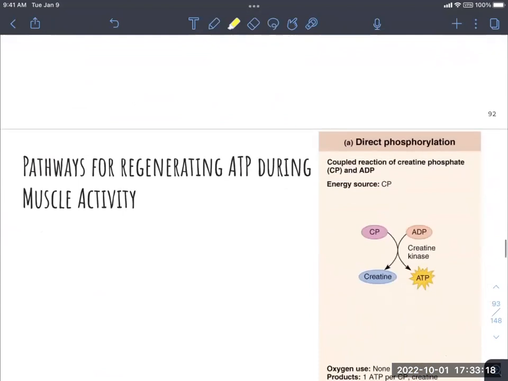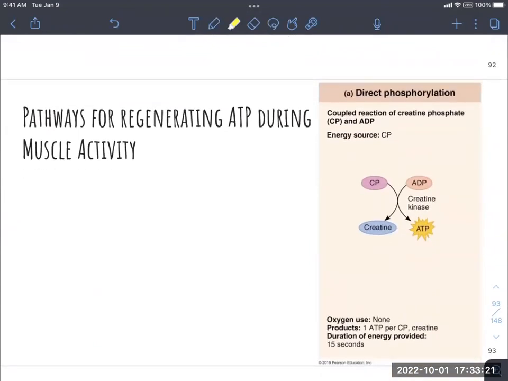So here's this reaction. We have creatine phosphate and ADP. We use creatine kinase. That creatine kinase will take the phosphate off of the creatine phosphate, add it down to the ADP, and we're left with just creatine and ATP. We don't use oxygen for this, but we only get one ATP per ADP and creatine phosphate. Only one per molecule.